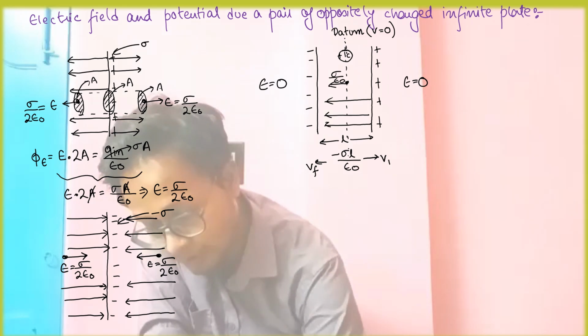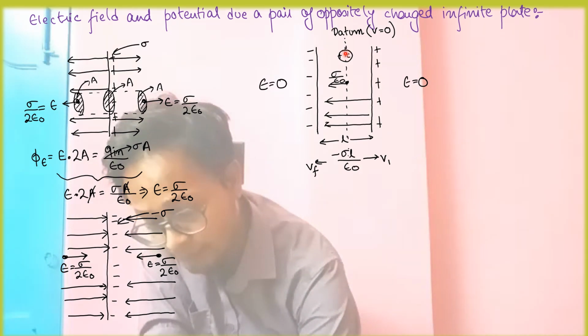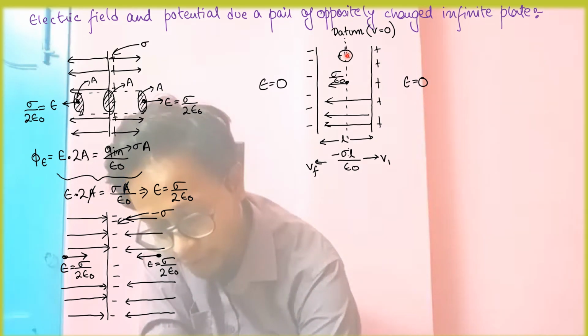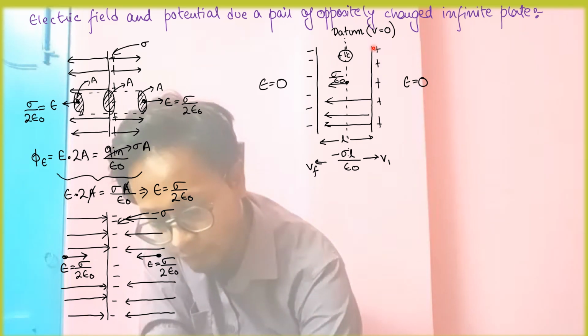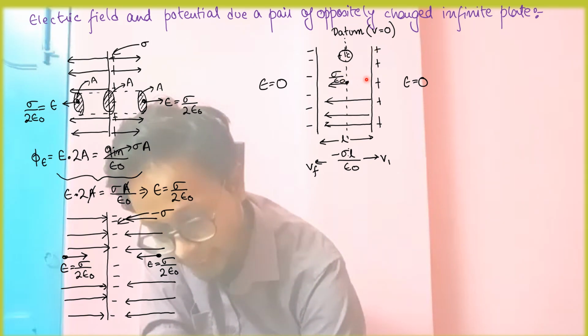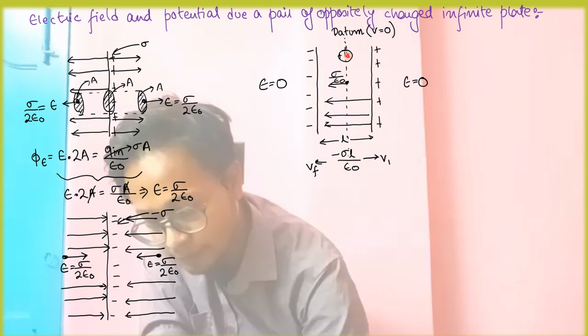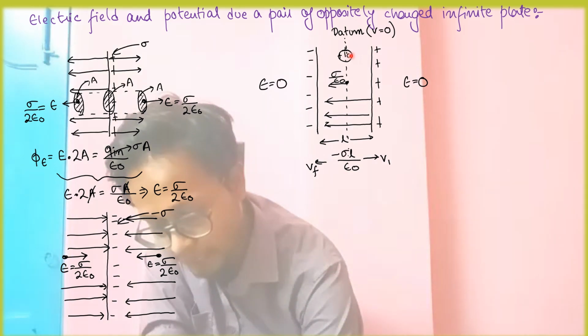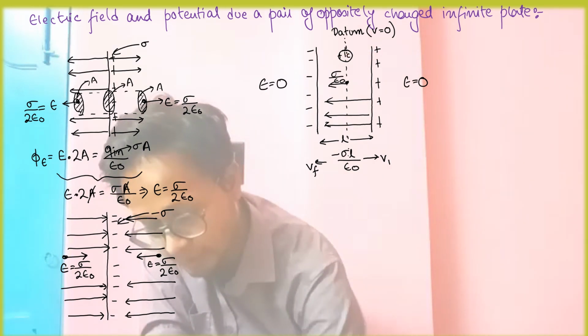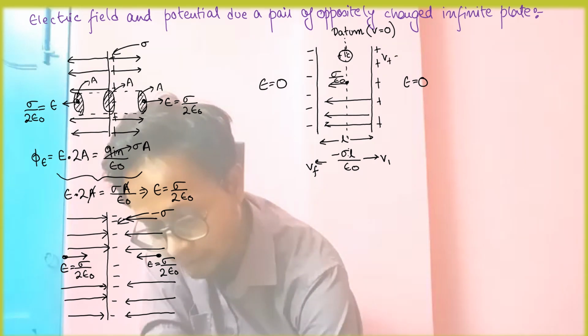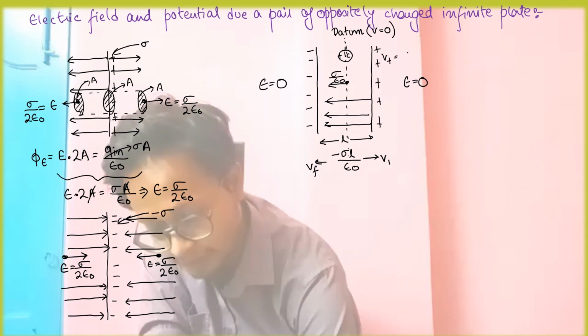Now the work done in bringing this positive 1 coulomb charge from the midpoint to the positively charged plate is nothing but sigma L by 2 epsilon naught. This is the electric field, and this is the displacement. Displacement is nothing but L by 2, isn't it? So the absolute potential at the positive plate would be given as how much? The electric field is equal to sigma by epsilon naught, and displacement is given by L by 2.